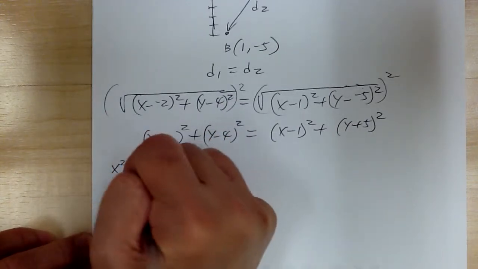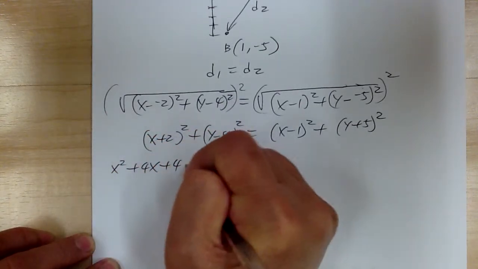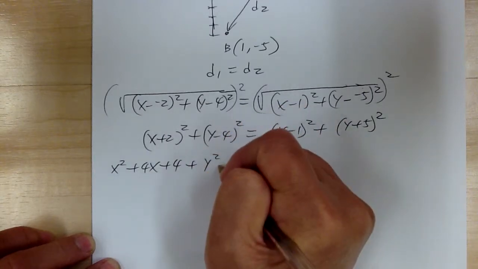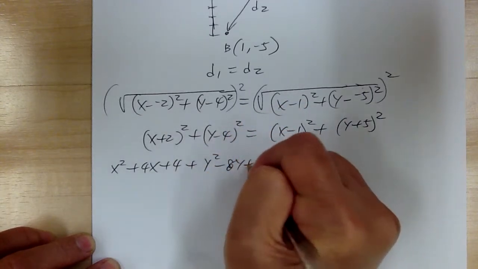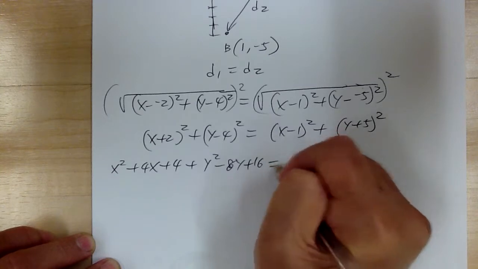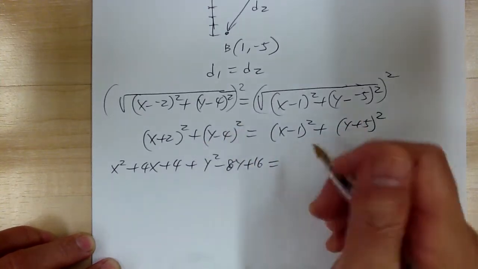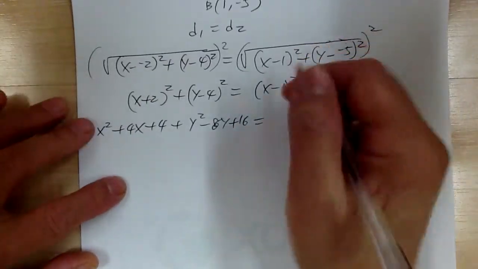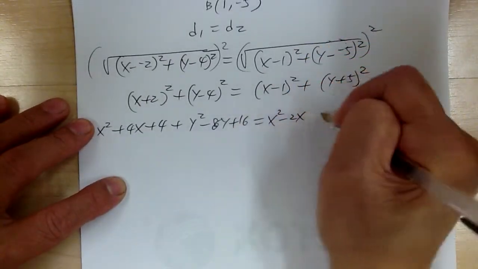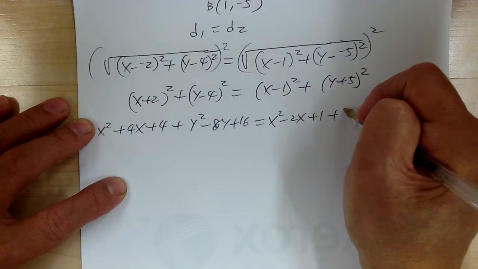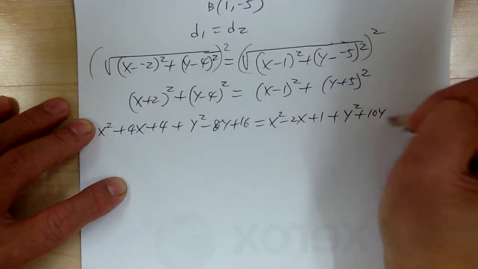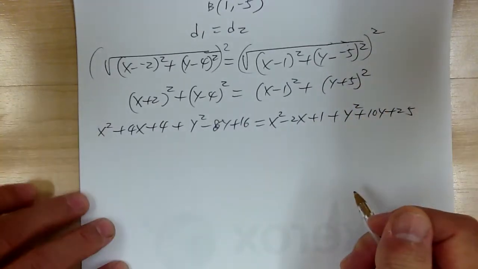So you got x squared plus 4x plus 4. This one you get y squared minus 8y plus 16. Okay, the middle term, just multiply all this together. So 2 times negative 4 times y gives you minus 8y. Okay, so this one over here, you're going to get x squared minus 2x plus 1. This one you're going to get y squared plus 10y plus 25.